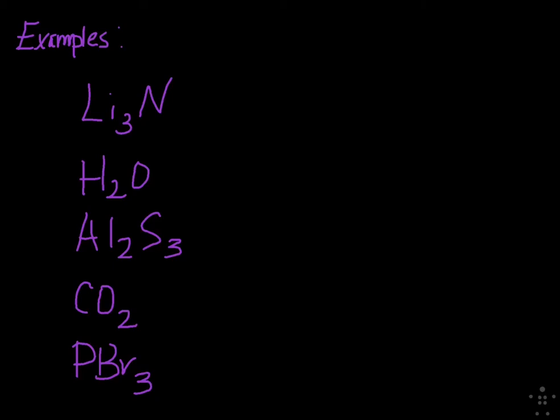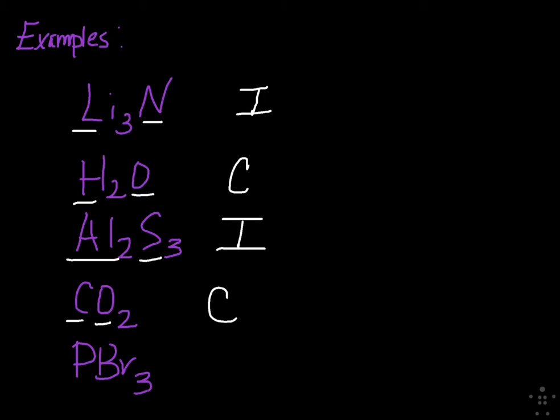So right here, I've put a few examples. So Li3N. Li comes from the left-hand side of the table. Nitrogen comes from the right, so I know it's a metal and nonmetal. That's ionic, so that's lithium nitride. Hydrogen is a nonmetal. Oxygen is a nonmetal, so I know that that is covalent. Aluminum is from the left-hand side of the table. It is a metal. Sulfur is from the right hand, so it's a nonmetal. That is an ionic compound. Carbon and oxygen, both from the right-hand side of the table, both nonmetals, covalent. Phosphorus and bromine, both from the right-hand side of the table, both nonmetals, that's covalent.